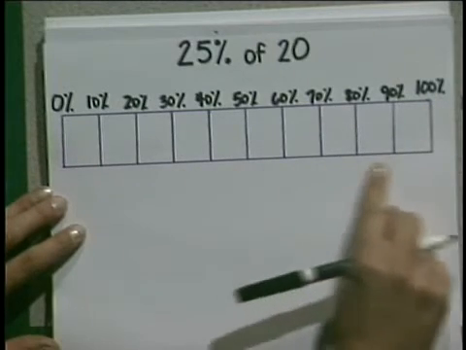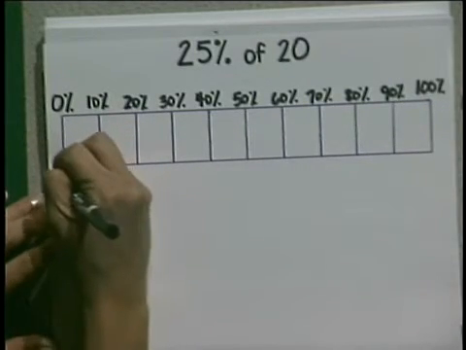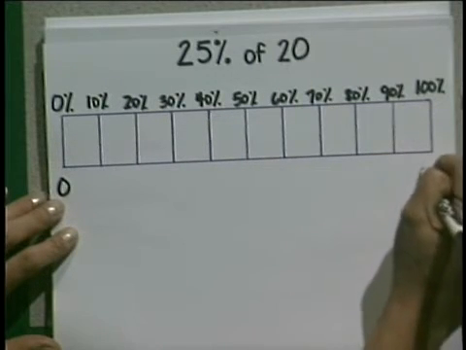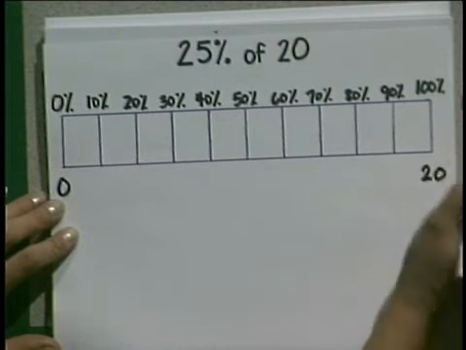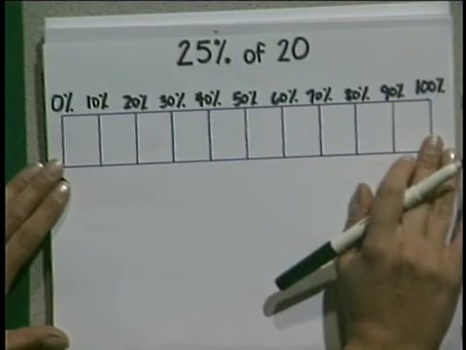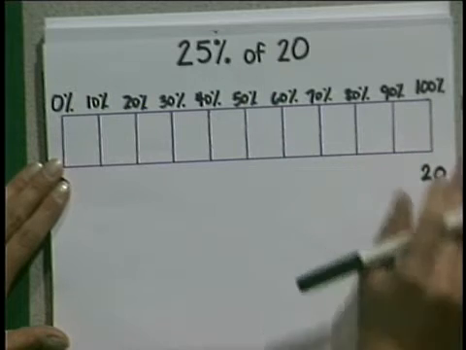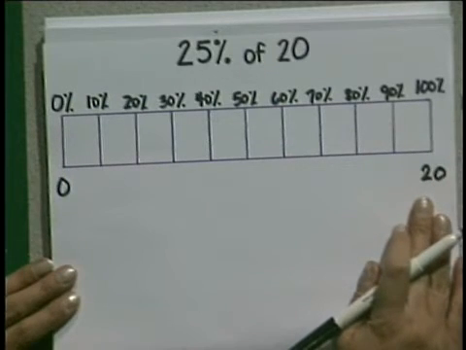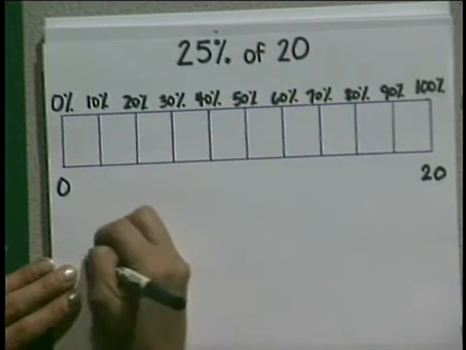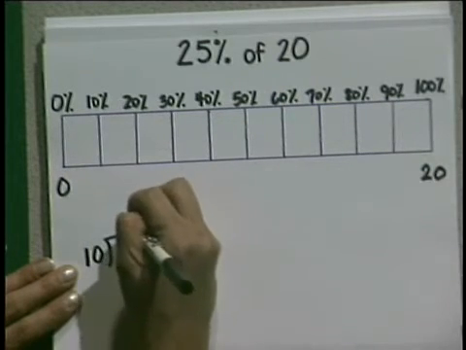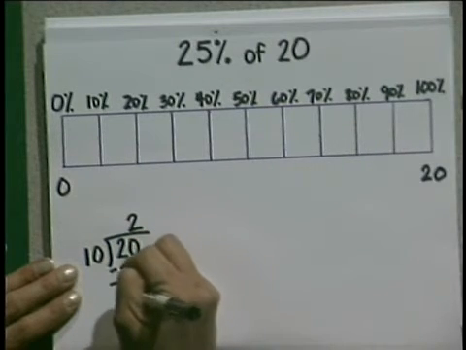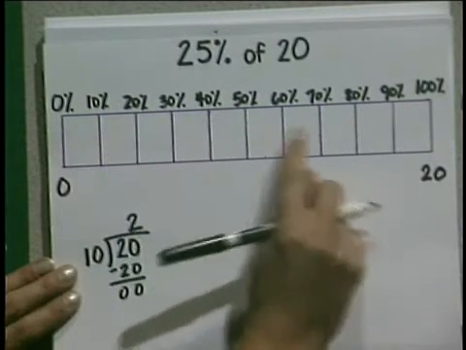At the bottom of my percent model, I'm starting with 0, and it's out of a total of 20. So 20 will be at the end of my model. Again, my percent bar is broken into 10 equal sections. So I'm going to take my total of 20 and divide that by 10. 20 divided by 10 gives me 2. So I know that each section is worth 2.